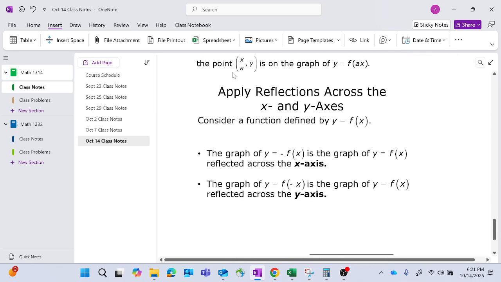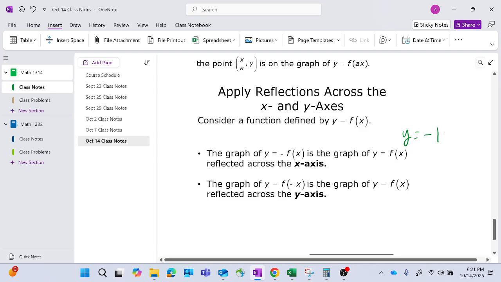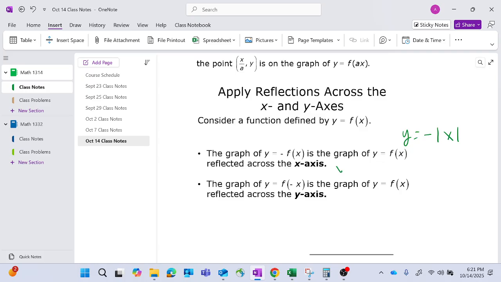All right. Now we have reflections across the x and y axis. So if you have y equals negative f of x, as an example, y equals negative absolute value of x, that's a reflection across the x-axis. I like to think of it as a vertical reflection, because that negative is in the same place that the vertical stretch was at. And when I wrap it all up in a bit, you'll see what I'm talking about, why I like to call it a vertical reflection. But that negative right there is a vertical reflection.